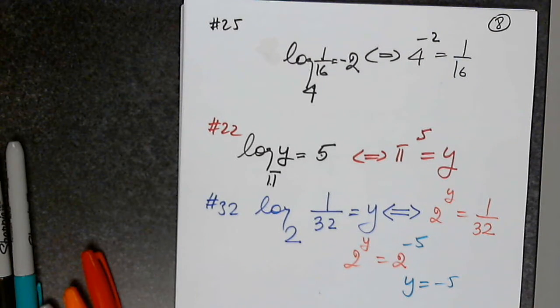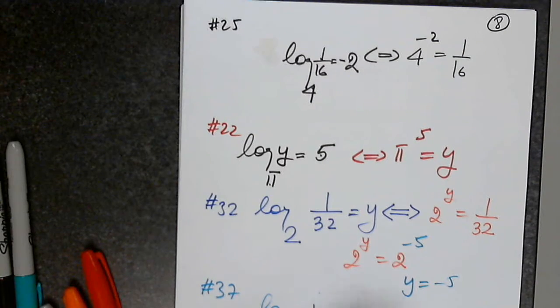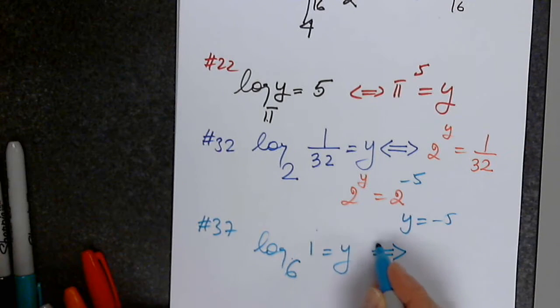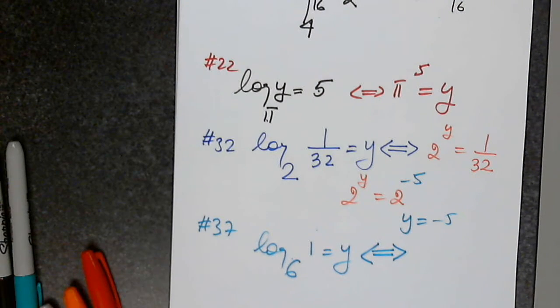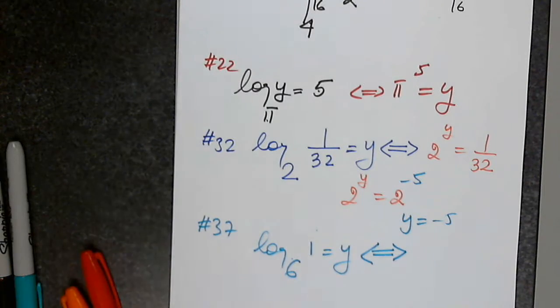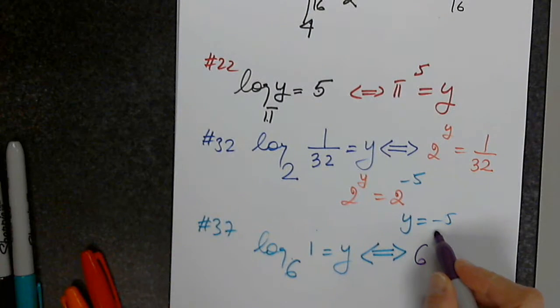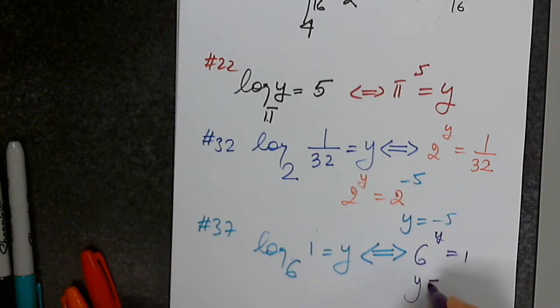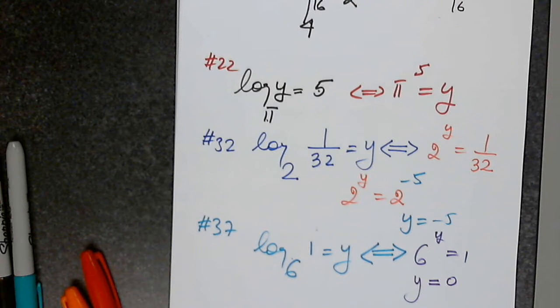Good. Let's take a look. 37. Log base 6 of 1. I have no clue. This must be y. And let's look at changing it into an exponential. How do I change this into an exponential? Good. Now let's think. What could y be? There is no other way. Okay.